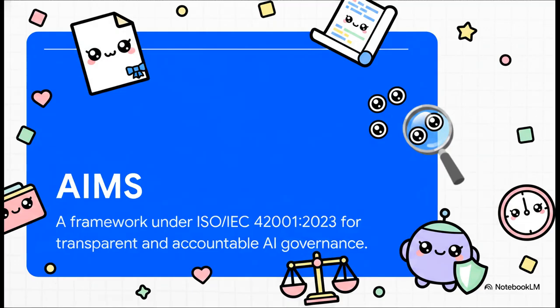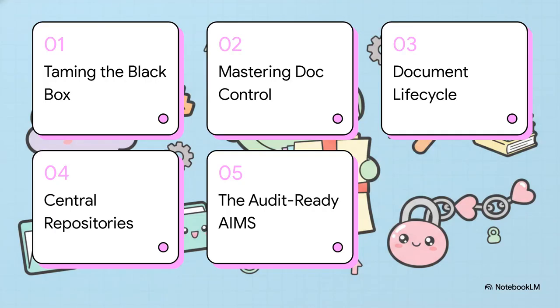That stands for an Artificial Intelligence Management System. Under the ISO/IEC 42001:2023 standard, this is your ultimate blueprint for keeping AI systems secure, fair, and completely auditable. It's not just about writing great code. It's about building a rock-solid governance structure where every single phase of the AI lifecycle is meticulously documented and strictly controlled.